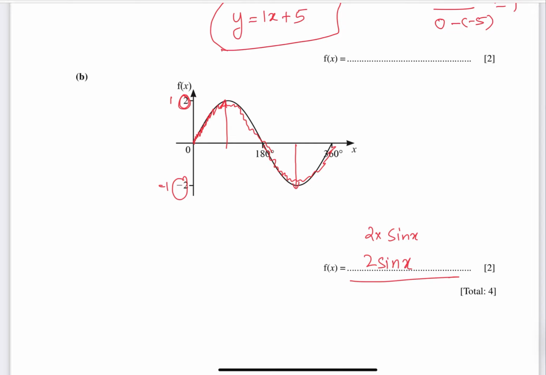Clap for yourself. You have completed the trigonometry part as well. Let's move on to probability.